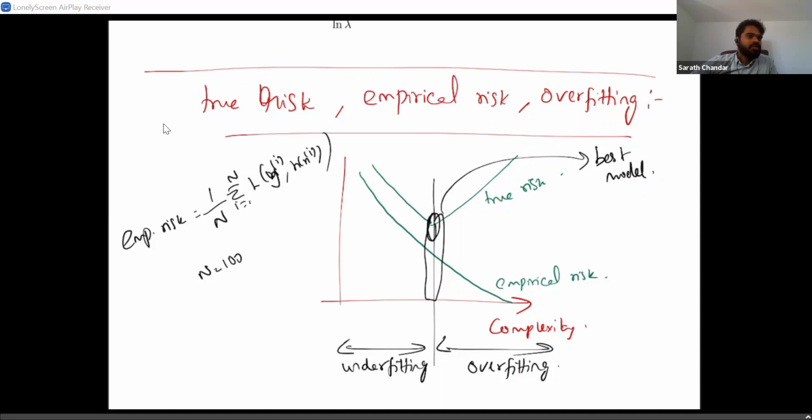There's a question in chat. Is the empirical risk like the training MSE and true risk the validation MSE? No. Empirical risk is the training MSE, that is correct. But the validation MSE is an approximation of the true risk. You can never compute true risk simply because you don't have access to the true distribution. But the training MSE is exactly the empirical risk. These are good questions. Anything else?